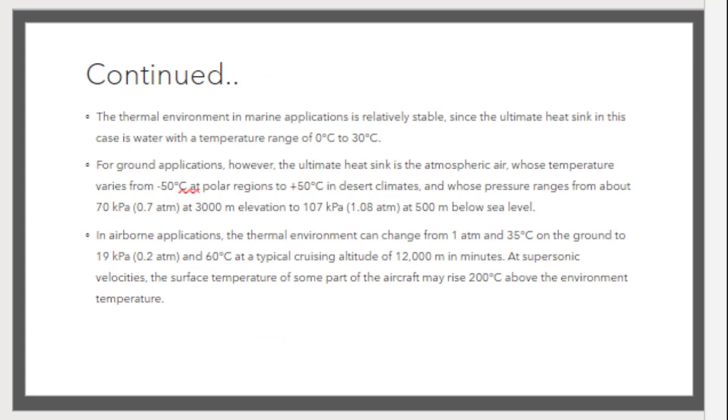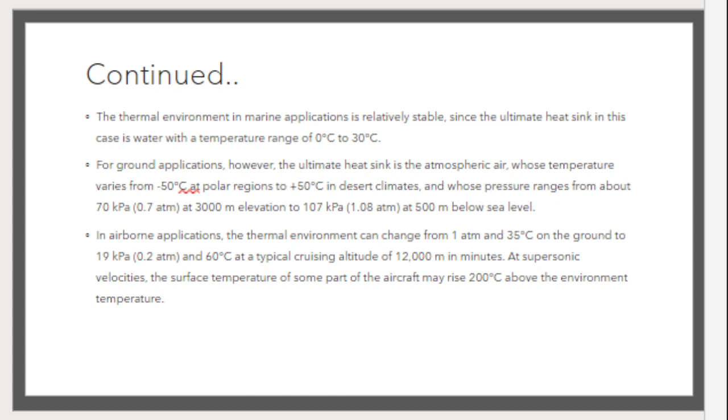The thermal environment in marine applications is relatively stable, since the ultimate heat sink in this case is water with a temperature range of 0 degrees Celsius to 30 degrees Celsius. For ground applications, however, the ultimate heat sink is the atmospheric air, whose temperature varies from minus 50 degrees Celsius at polar regions to plus 50 degrees Celsius in desert climates, and whose pressure ranges from about 70 kilopascals at 3000 meter elevation to 107 kilopascals at 500 meters below sea level.